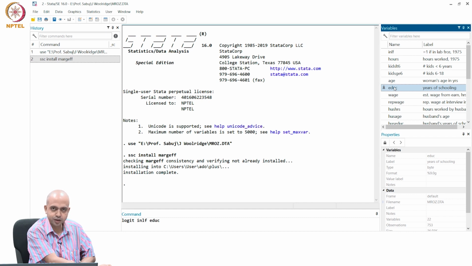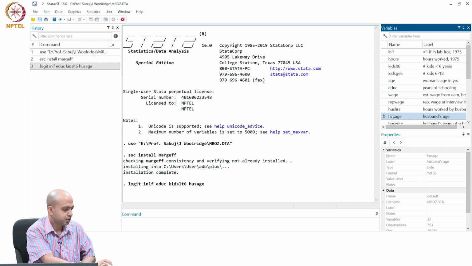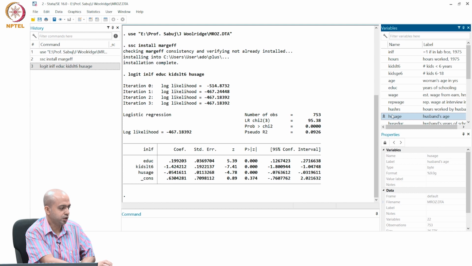If you double click on the variable's name, then the variable will automatically appear here, education, and then kids LT6, and then husband's wage. Okay, husband's wage, and if you press enter, then this is the model that you have estimated, which shows this result.